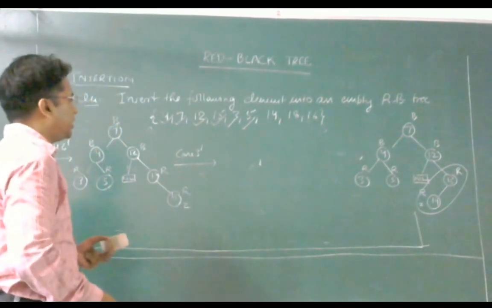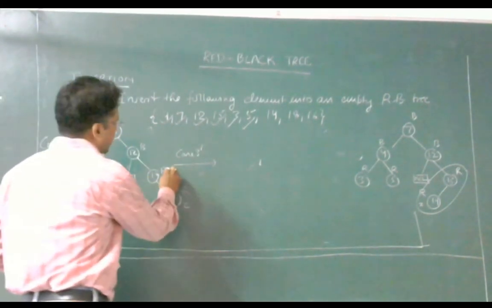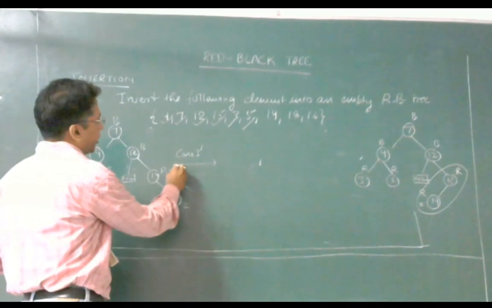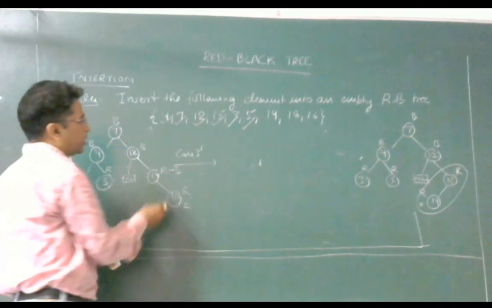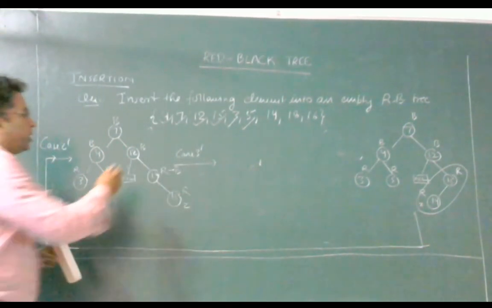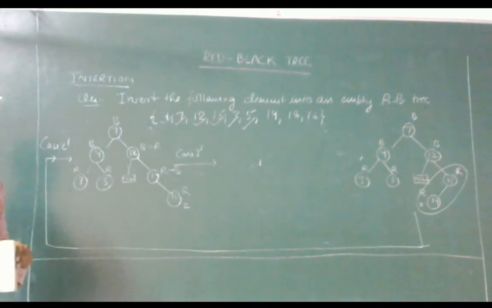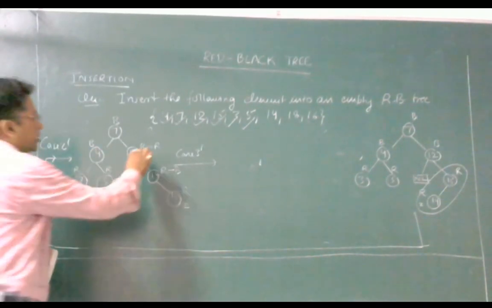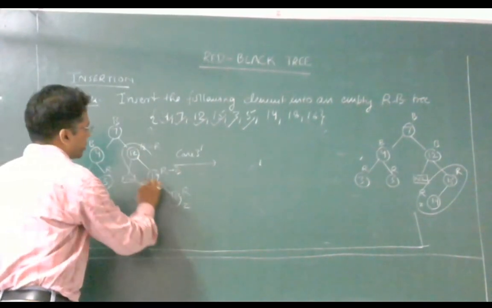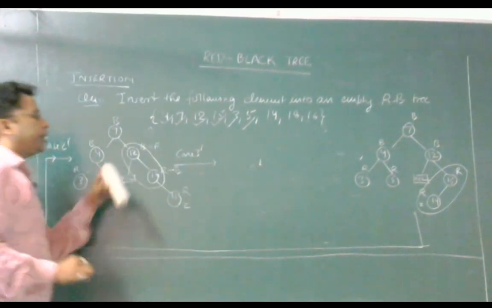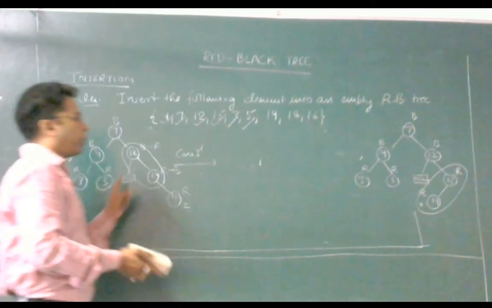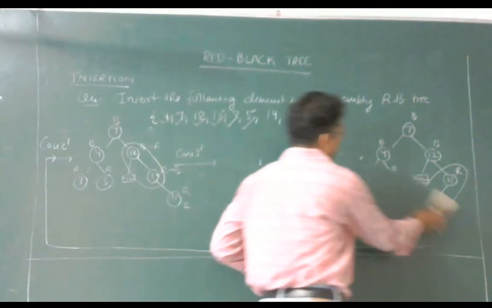So in case 3 dash, what we do is change the color of the parent into black, and change the color of the grandparent into red, and after that we perform the left rotation between the parent and grandparent. So here a left rotation will take place between parent and grandparent. So after this rotation, it will appear like this.